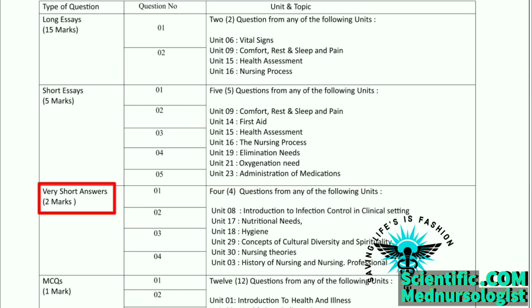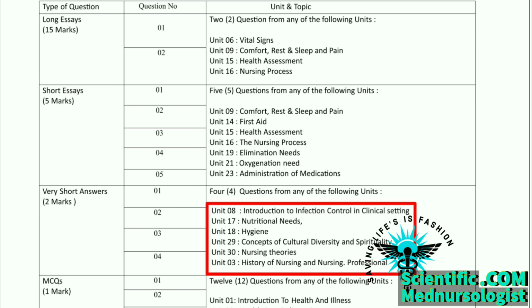Third part is the short answers part, which carries 8 marks, where 2 marks for each question, and consists of 6 standard questions. Out of these, only 4 standard questions will come for the degree examination, and all the standard questions in this short answers part are: first standard question is unit 10, introduction to infection control in clinical setting. Second standard question is unit 17, nutritional needs. Third standard question consists of unit 18, hygiene. Fourth standard question consists of unit 29, concepts of cultural diversity and spirituality. Fifth standard question is unit 30, nursing theories. Sixth standard question consists of unit 3, history of nursing and nursing professional.